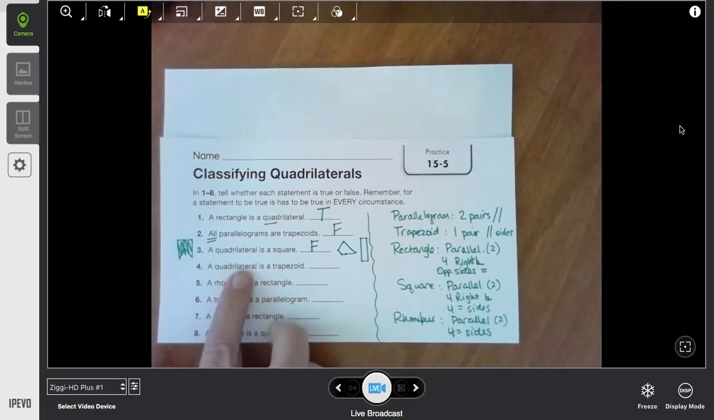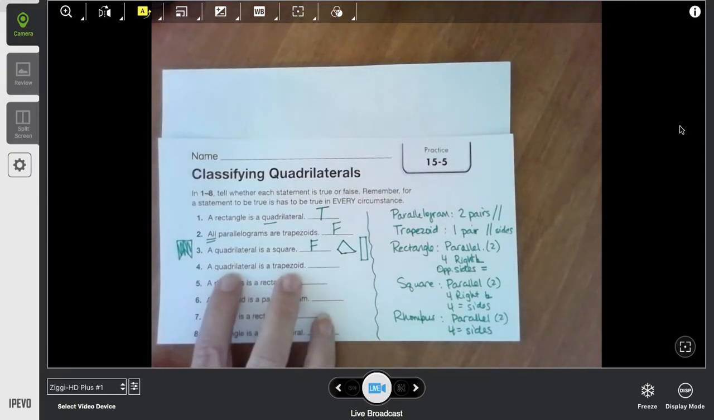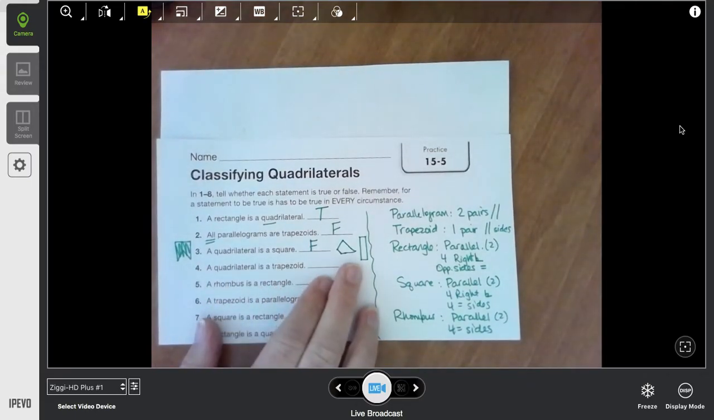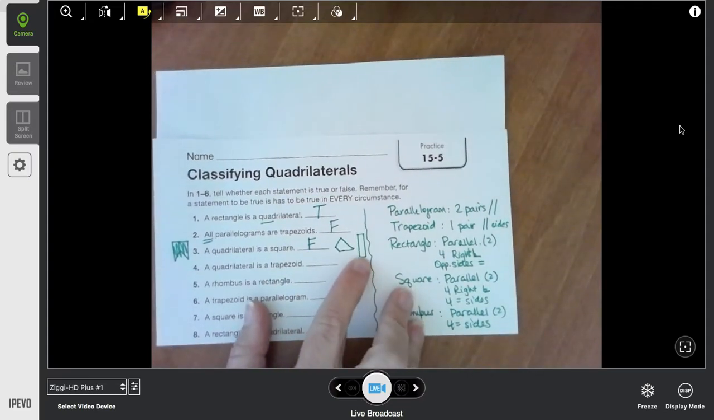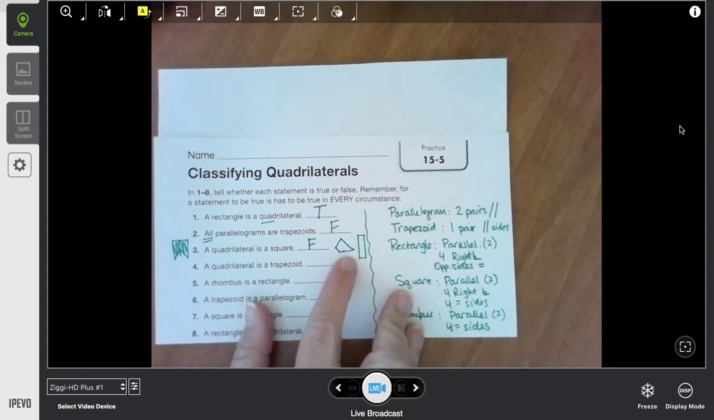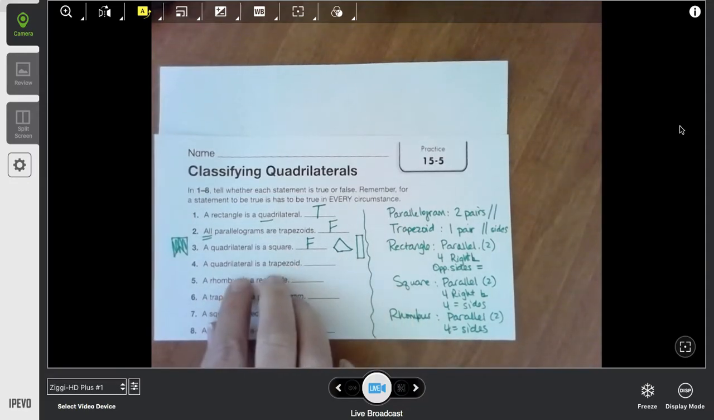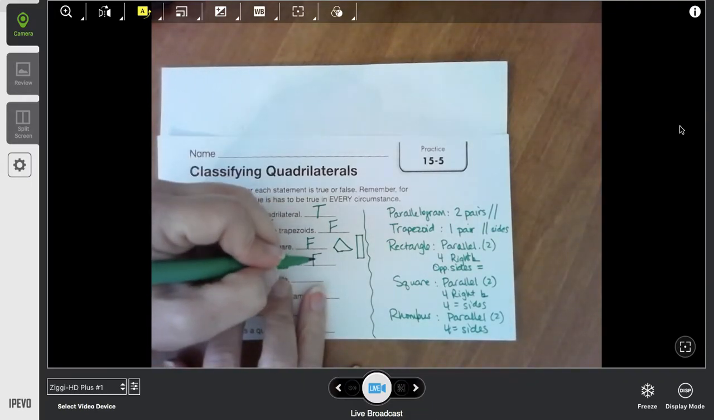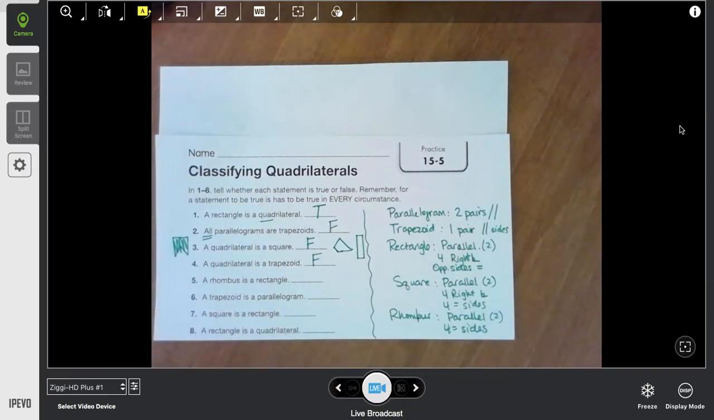A quadrilateral is a trapezoid. Well, just for my argument for the last one, this is a quadrilateral, but it's not a trapezoid. This one is a trapezoid, and it's a quadrilateral. So it has to be true for every circumstance. A quadrilateral is not a trapezoid every single time. So I have to put false on there.